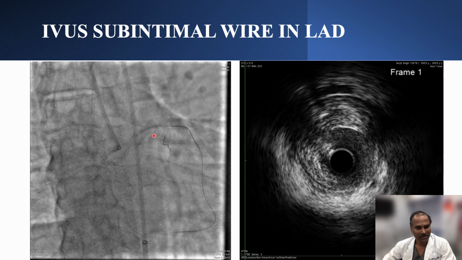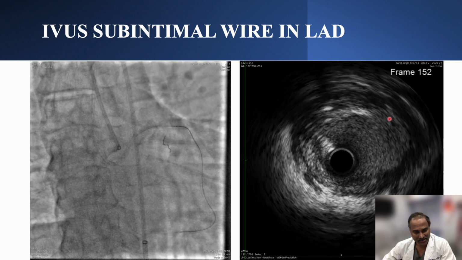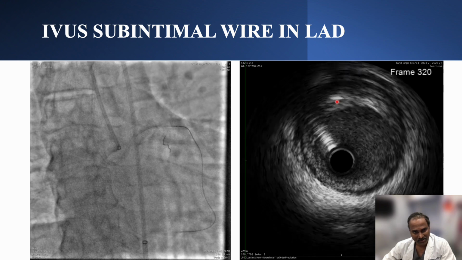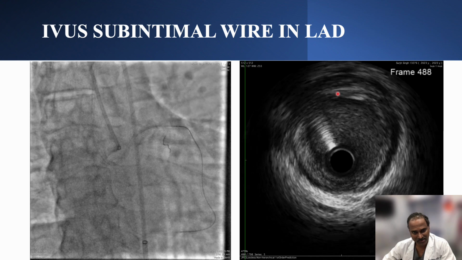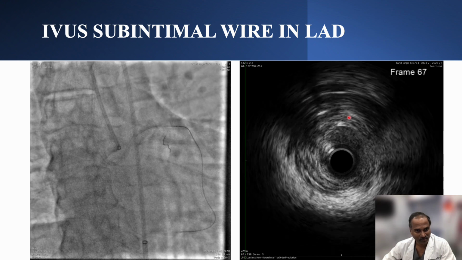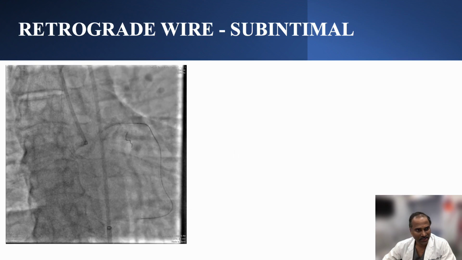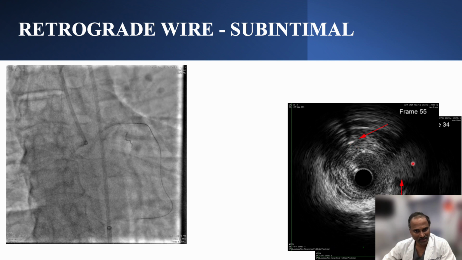Now I did an IVUS from the LAD to understand the course of the wire. So the retrograde wire, you can see this is a wire and this is the diagonal. So you can see the wire is subintimal, so it has not entered the true lumen. So throughout the wire is subintimal. This is almost like proximal LAD, and this is the LCX which is joining. So it's a subintimal wire. So we can't advance this wire. You can see here this is subintimal. It's subintimal here, and this is a diagonal.